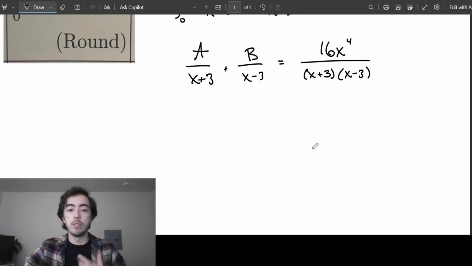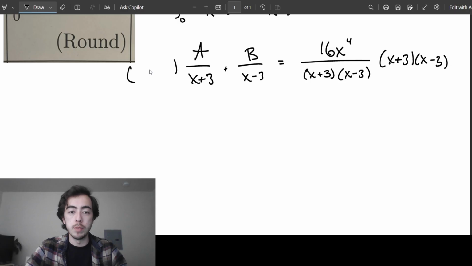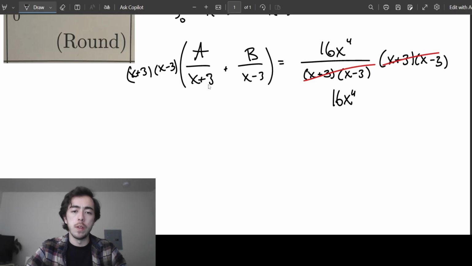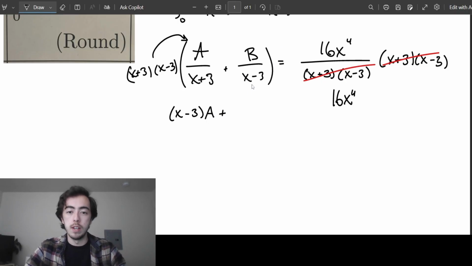One thing I could do to start solving for a and b is to multiply both sides by the denominator. I did this in the last example with that 15, right? I just multiplied both sides by 15. So it just looks a little bit different now that we're working with variables. On the right side, these denominators cancel, and so I'm left with 16x to the fourth. On the left side, when I distribute this, maybe you'll notice that this x plus 3 in the bottom cancels with this x plus 3 on the top. So I'm just left with x minus 3 times a. And a similar thing will happen with our b over here, where we're just left with x plus 3, and then times b.